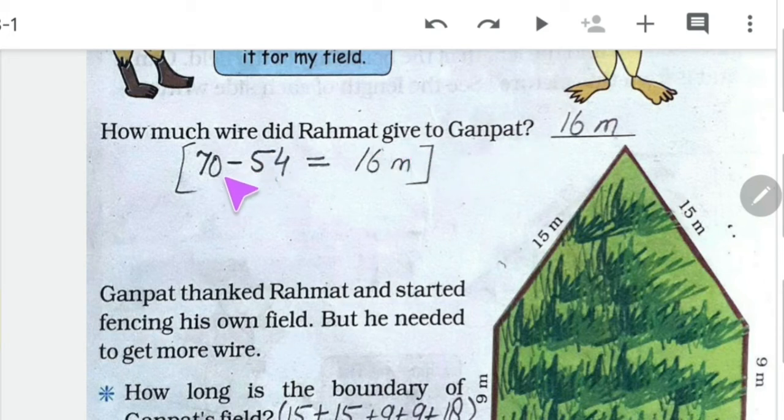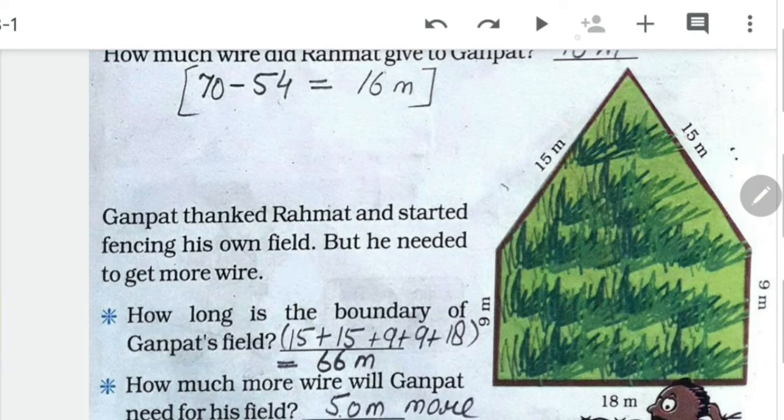Now we all know that the length of wire Rahmat bought is 70 meters and the length of the boundary of his field is 54 meters. So that means we have to subtract 54 from 70. So that means 16 meter of wire Rahmat will give to Ganpat. Now the further thing is, Ganpat thanked Rahmat and started fencing his own field. But he needed to get more wire.